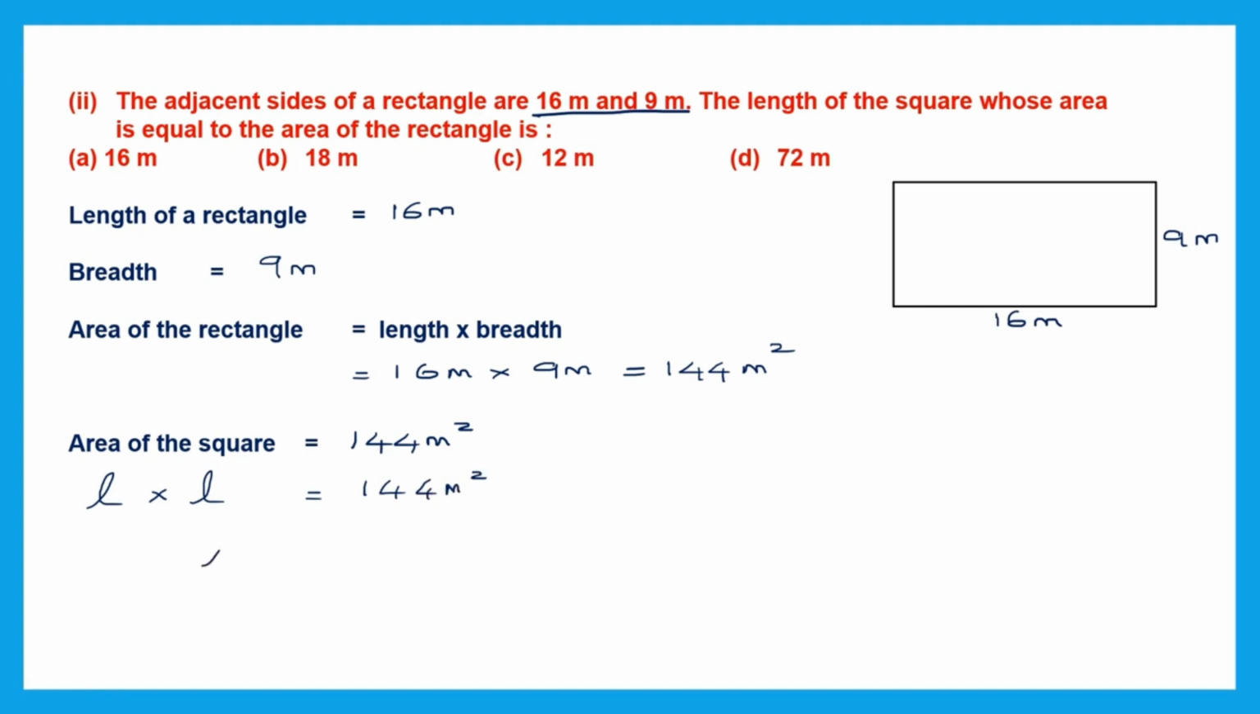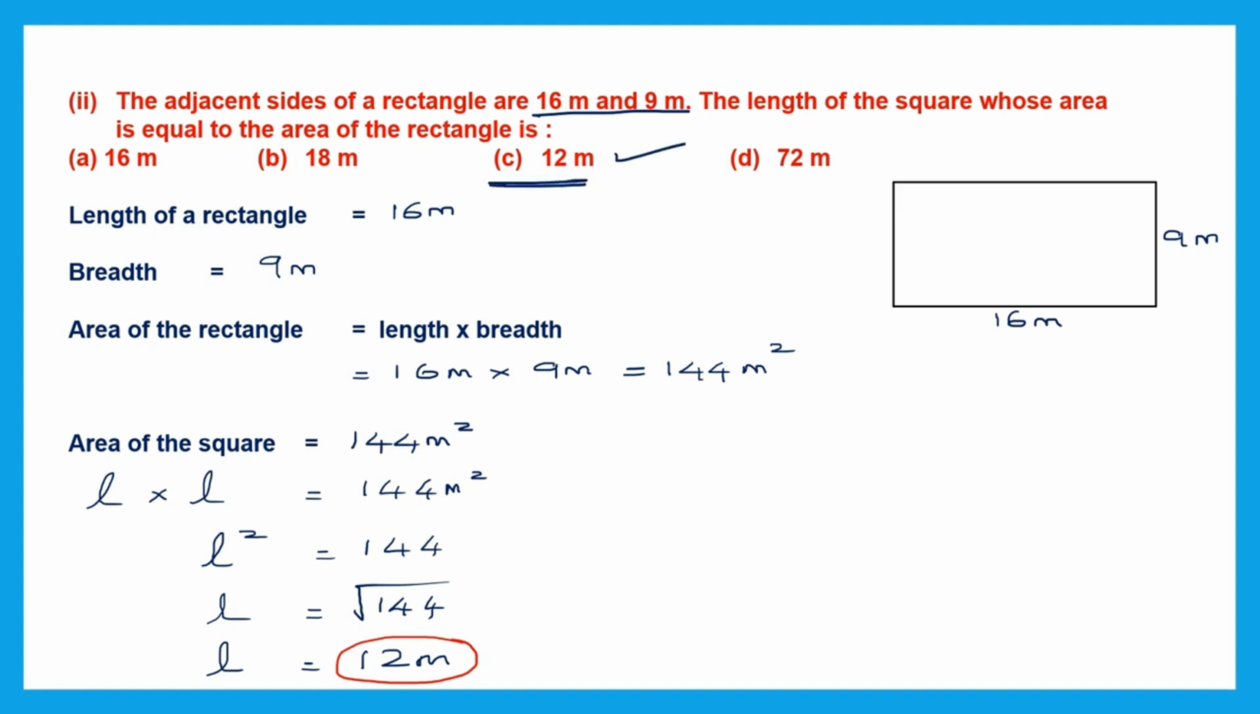That means length square. Length square is 144. That means length will be equal to the square root of 144. And the square root of 144 is 12. So length is equal to 12 meters. So this is our answer, 12 meters, and that is option C, 12 meters. So let's tick that option.